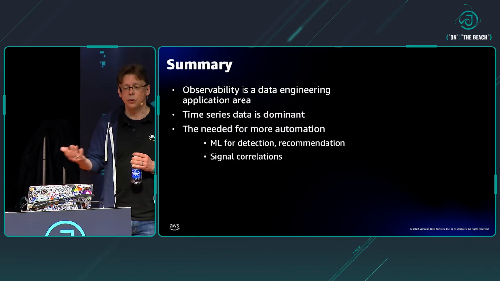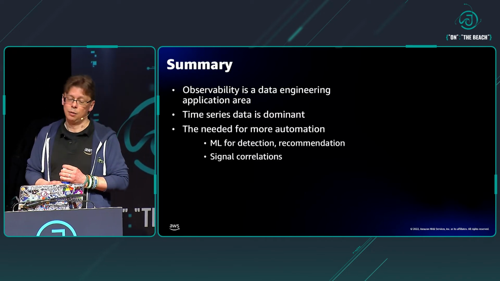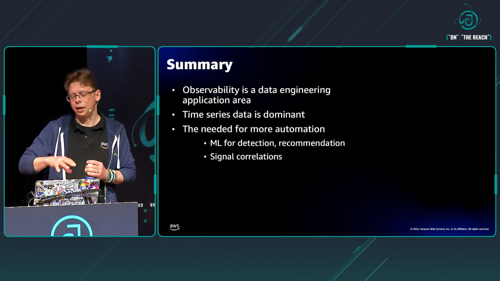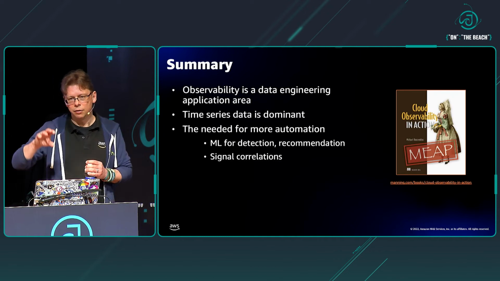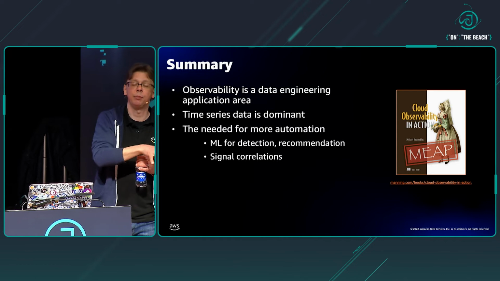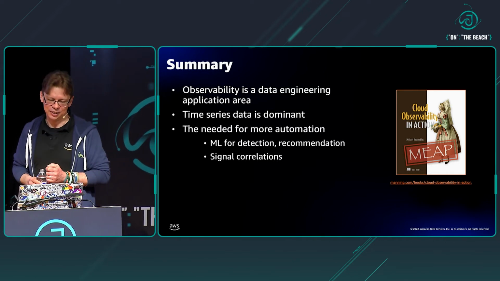That might be machine learning for detection or recommendation. That might be in the case of signal correlation. But it's really something where, if you have an idea in terms of how things that you might have seen or applied in other areas can be applied to observability, please reach out to me. I'm really eager to learn.